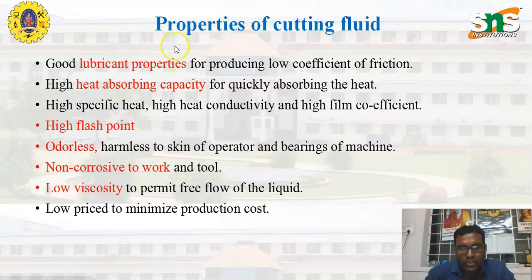Next, we will discuss the properties of cutting fluids. A cutting fluid should have good lubrication properties for producing a low coefficient of friction, and it should have higher heat absorbing capacity for quickly absorbing heat. It should also have higher specific heat, high heat conductivity, and high film coefficient. It should have a higher flash point, and should be odorless and harmless to the skin of the operator and the bearings of the machine.